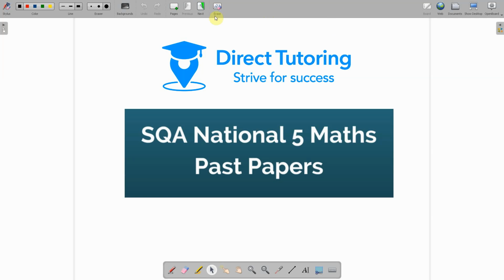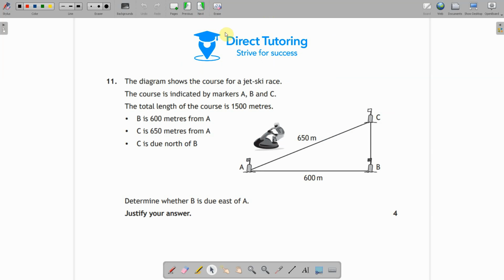So if we have a look at question 11, it gives us a diagram of the course of a jet ski race. The course is indicated by markers A, B and C. It gives us a total length of AB and a total length of AC, and it says that C is due north of B. Determine whether B is due east of A.